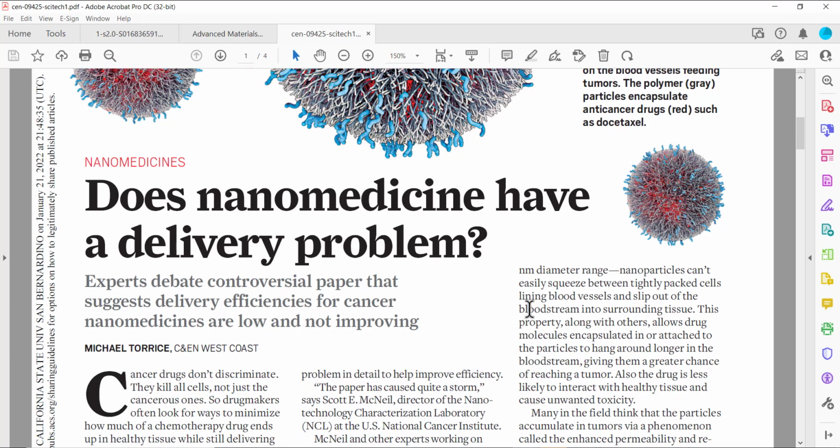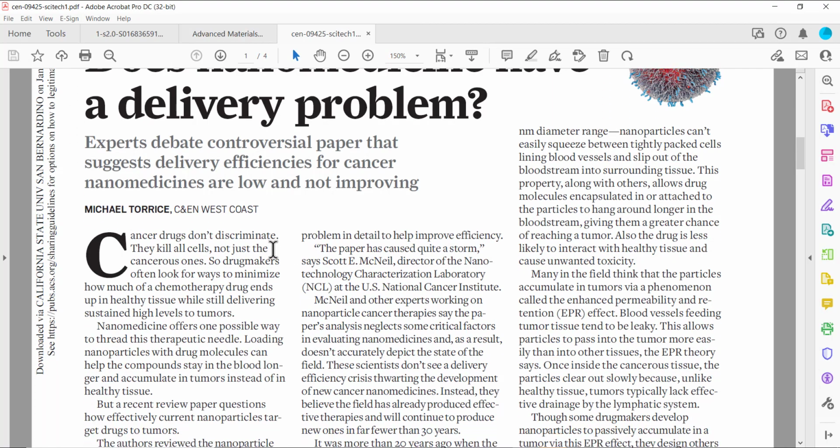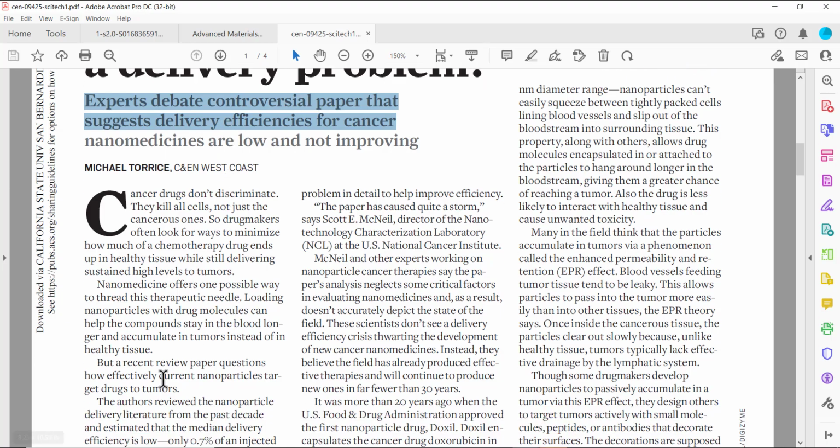This one really gives no indication at all of doing any kind of original research, and in fact the little blurb here says experts debate a controversial paper. All right, so they are referring to a published paper, and in fact it was a review paper, not an original research study, but that's it.